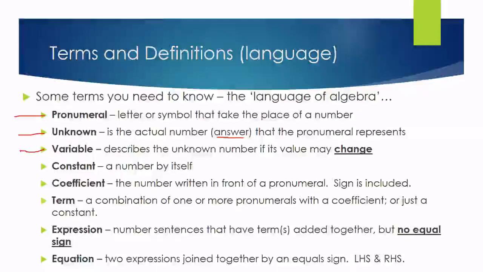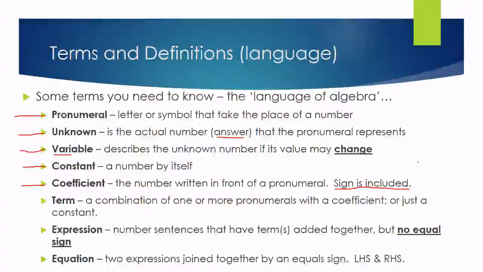A variable, the next one down, describes the unknown number if its value can change. If you look at the prefix in the word variable, you've got the word vary. And so we say that if its value varies, it becomes a variable. Now, if you have a number by itself without a variable or a pronumeral, that's called a constant. The number that sits in front of the letter, or the variable or the pronumeral, is called a coefficient. The really, really important point to note about the coefficient is that the sign is included.